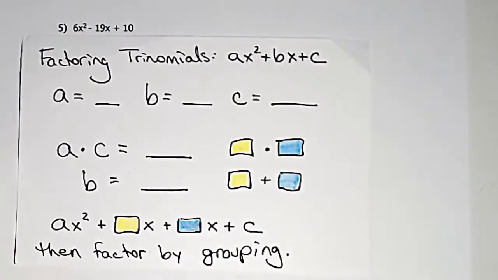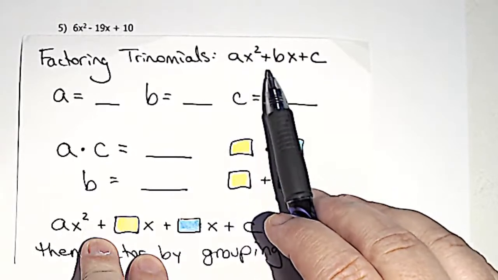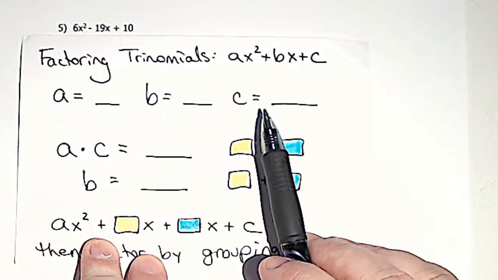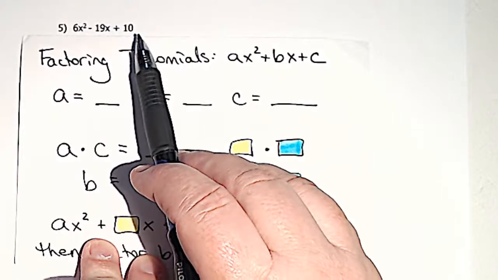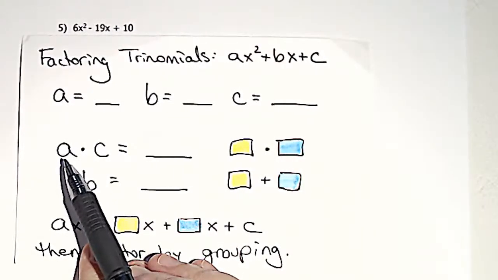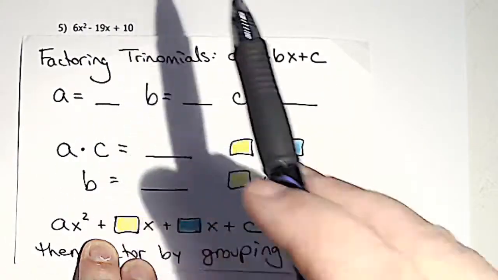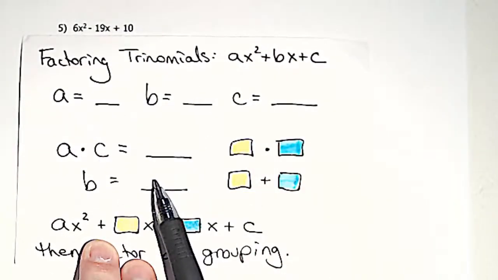So basically, to follow this formula, and I will scan this so you'll have it available to you, you need to be factoring a trinomial in the form of ax squared plus bx plus c. So you write down what a, b, and c are. In this case, it would be 6, -19, and 10. Then you multiply the first and the last, the a and the c, the 6 and the 10. So we would get 60. And then you write down b, which in this case is -19.